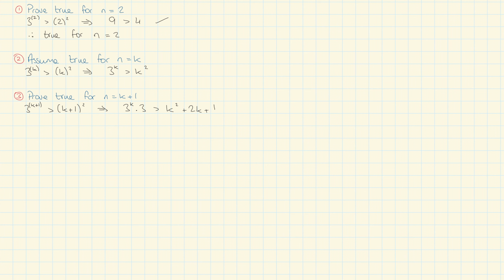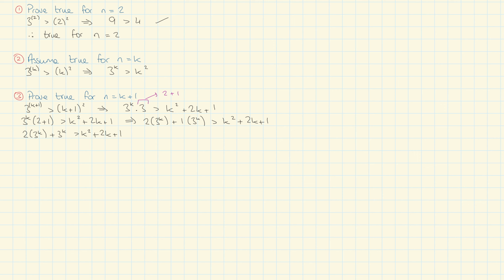And just maybe a little bit of manipulation first. So this 3, I'm going to split it into 2 plus 1. So I'll have 3 to the power of k by 2 plus 1 is greater than k squared plus 2k plus 1. And now I can multiply out these two. So 2 times 3 to the power k plus 1 times 3 to the power k be greater than, right hand side stays the same. Again, I'm oversimplifying my steps, but it'll just make the solution a bit more obvious for now.